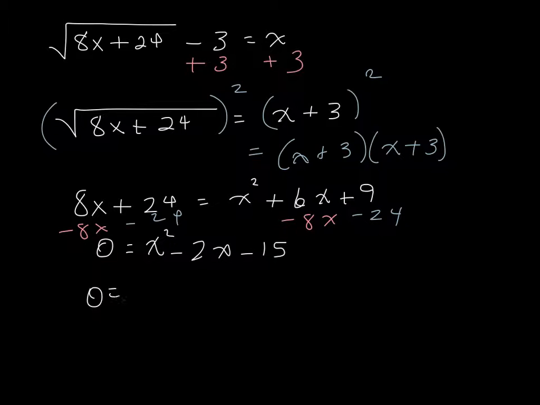And I'm going to factor this. The factors of negative 15 that add to make negative 2 are negative 5 and positive 3. So my x is either going to be 5 or negative 3.